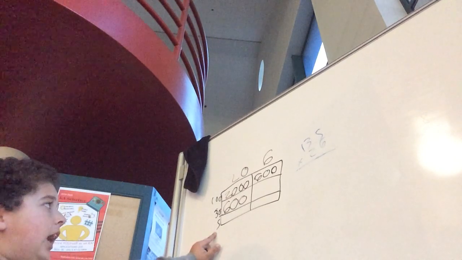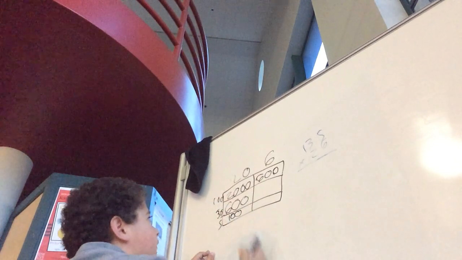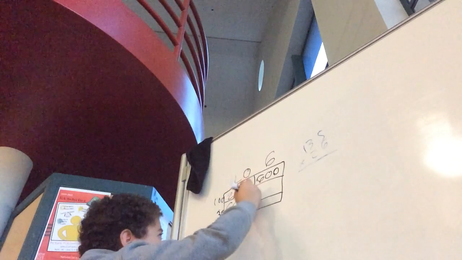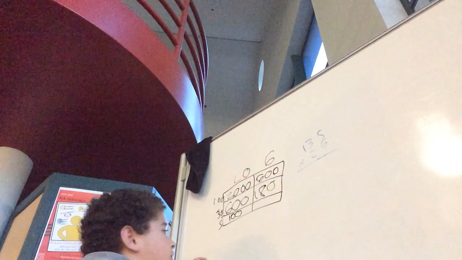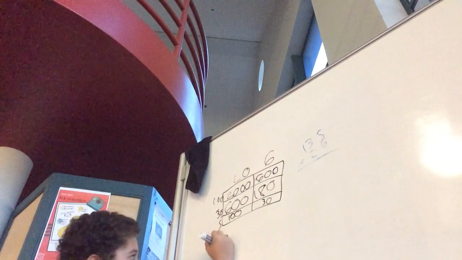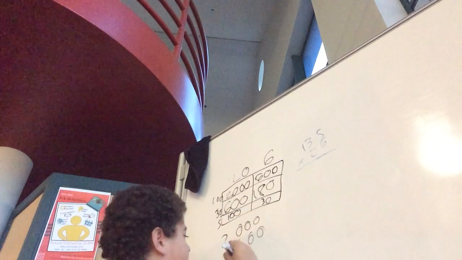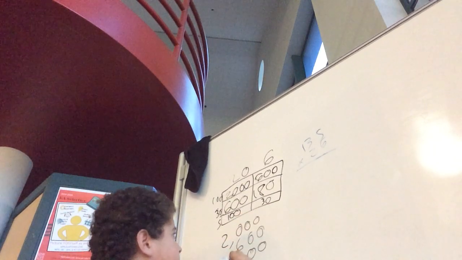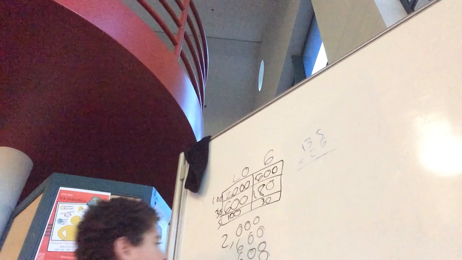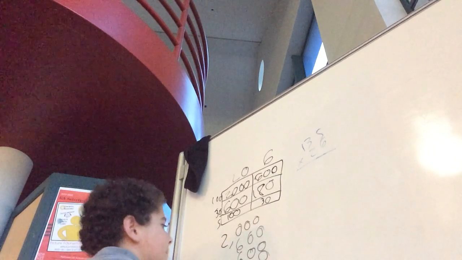So, yeah, 5 times 2 is 10, and 30 times 6, that's, I don't feel like saying it, so 30. Now add those all up together. You have your answer. Boom.